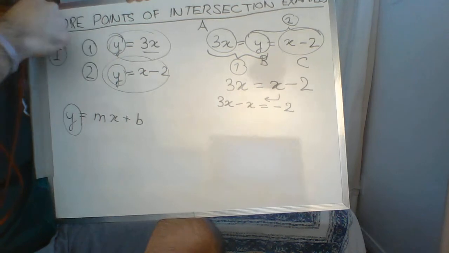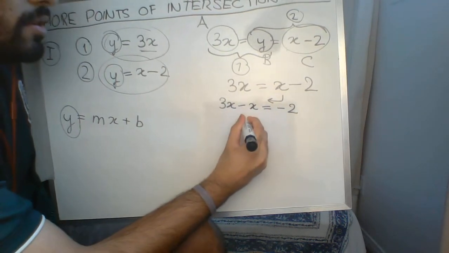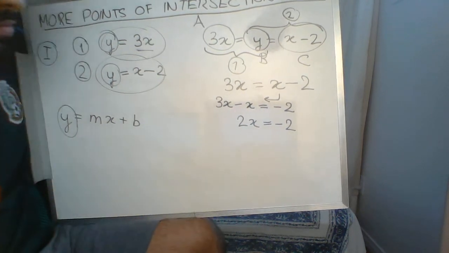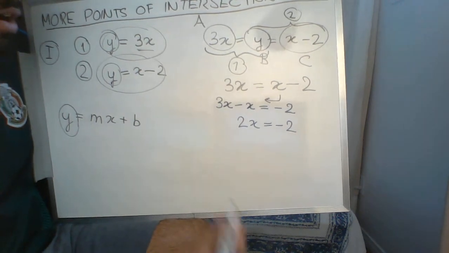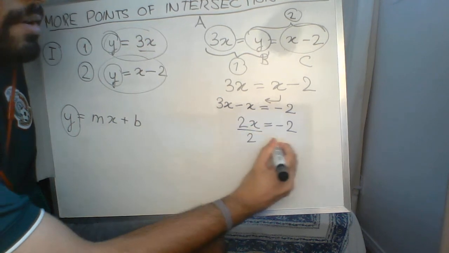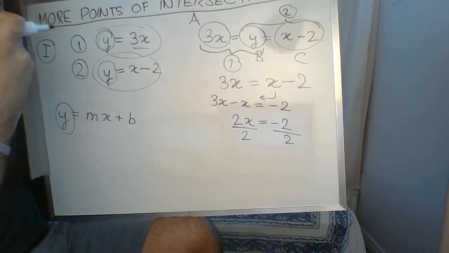So we've got 3x minus x, we can do that subtraction, that's going to give us 2x. So we get 2x is equal to negative 2. But I don't want 2x, I want just x. So if I want to get from 2x to x, I'm going to divide both sides by 2, right? Whatever I do to one side, I have to do to the other side.